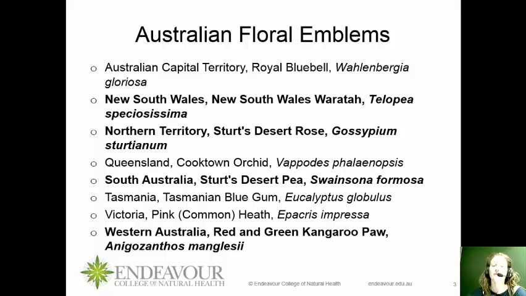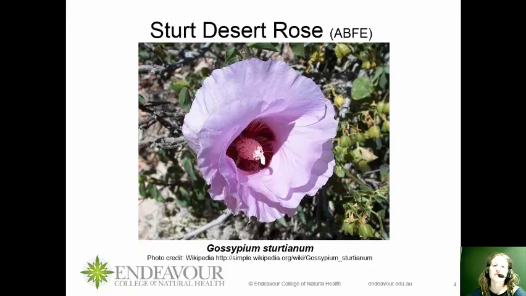So this is just an overview for you if you weren't aware that each state and territory has a unique flower associated with it. And the ones that I've highlighted there in bold, those four, have been made into flower essences. So we've talked about Waratah already, and we've talked about the red and green kangaroo paw. So today we're going to start by highlighting Sturt Desert Rose and Sturt Desert Pea. And these are both from the Australian Bushflower Essence range.